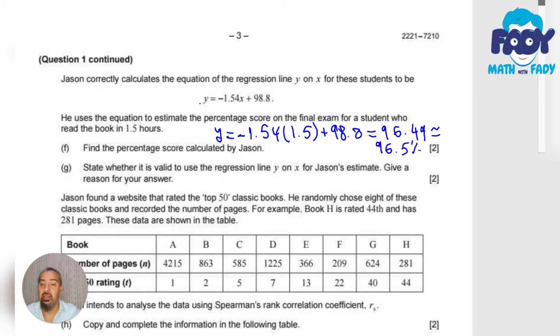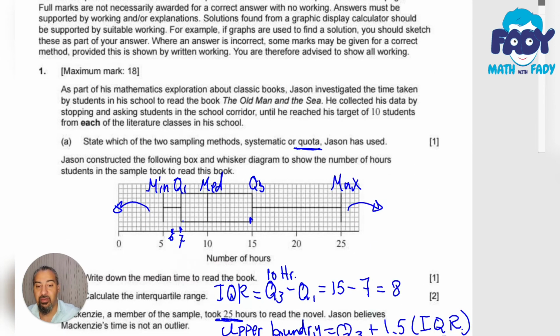This is F, G. State whether it is valid to use the regression line y on x for Jason's estimate. Give a reason for your answer. To decide if it's valid or not, reliable or not, we must check the number that we used here to substitute, 1.5. And we must compare it with the values that we have in the scatter diagram.